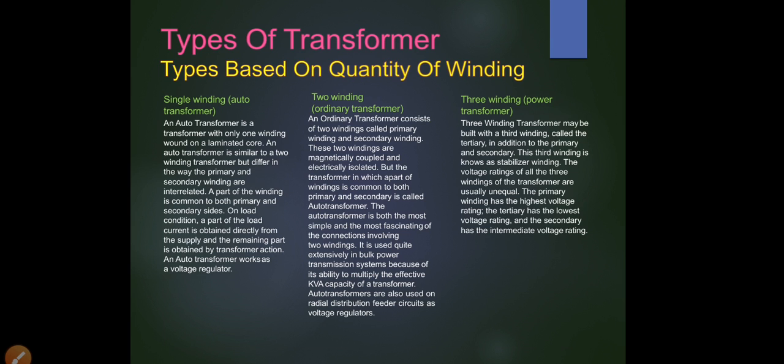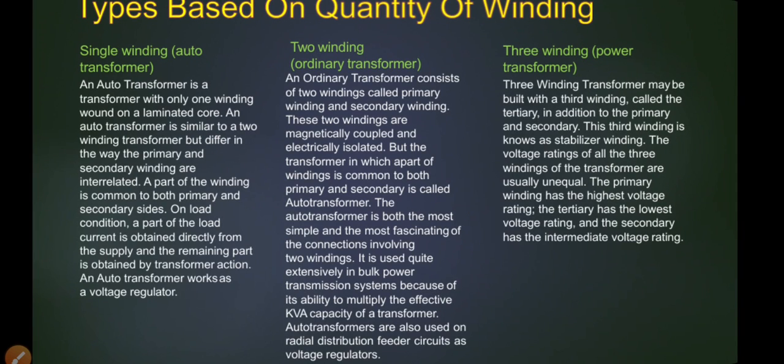Now we will take the types of transformers based on the quantity of winding. Here you will observe single winding, 2 winding and 3 winding. The single winding is called the auto transformer, two winding is called the ordinary transformer, and three winding is called the power transformer. The auto transformer means only a single winding.